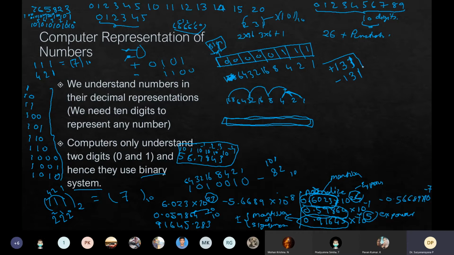So the only thing you have to understand is, depending upon how much memory we are putting aside to store these numbers, there is going to be a limit on the range of numbers that can be stored. If you do it with only 1 byte, at least you should know that you can store numbers only in this range, negative 131 to positive 131.